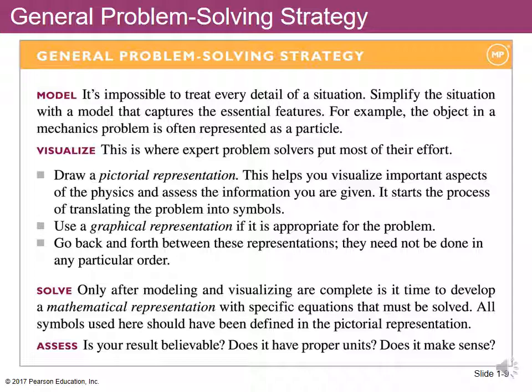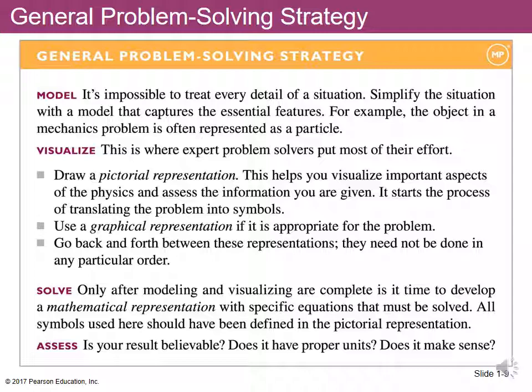So the first step in our problem-solving strategy that we're going to use throughout the whole year is to model. That means to try to simplify the situation as much as you can. So for example, in a mechanics problem or kinematics like we will be doing soon, we often represent the object as a particle. We kind of ignore the size and the shape, whether it's big or small or whatever. That's typically the model. It's called the particle model, and that's the main one we're going to use right now.